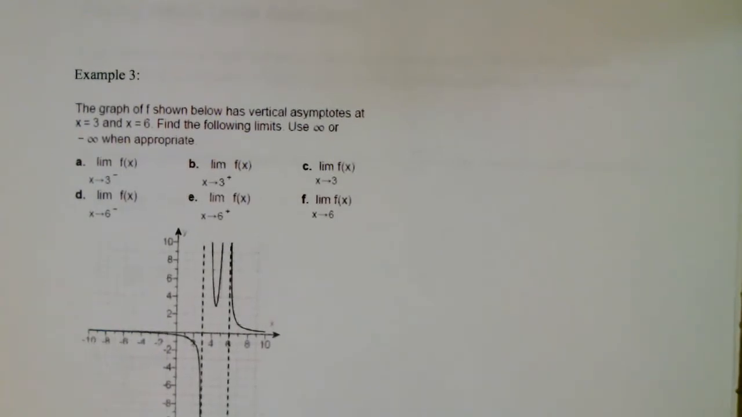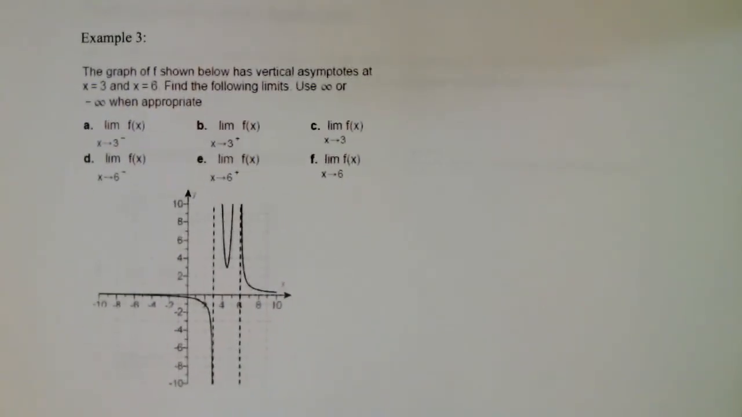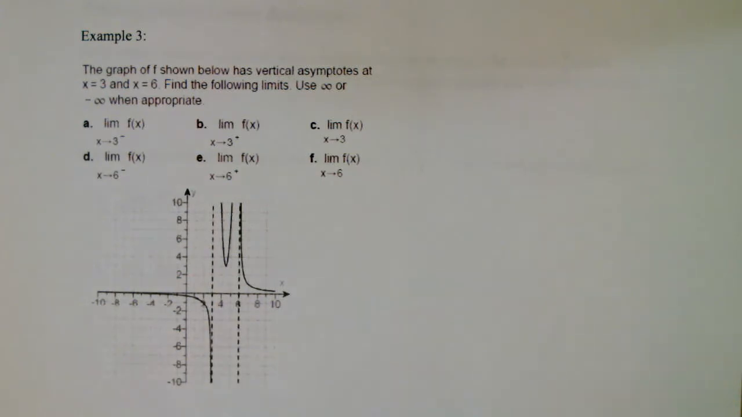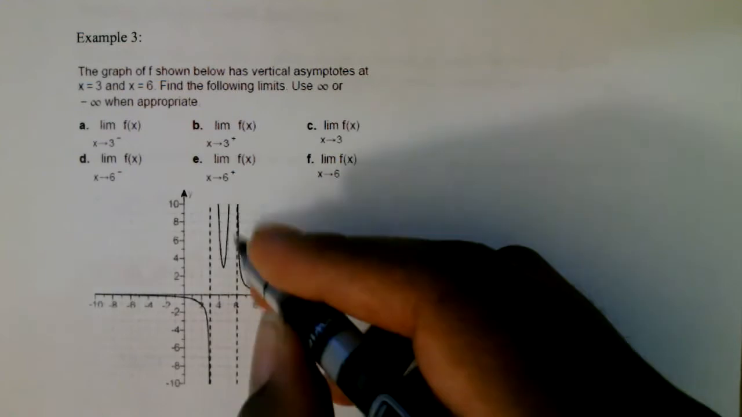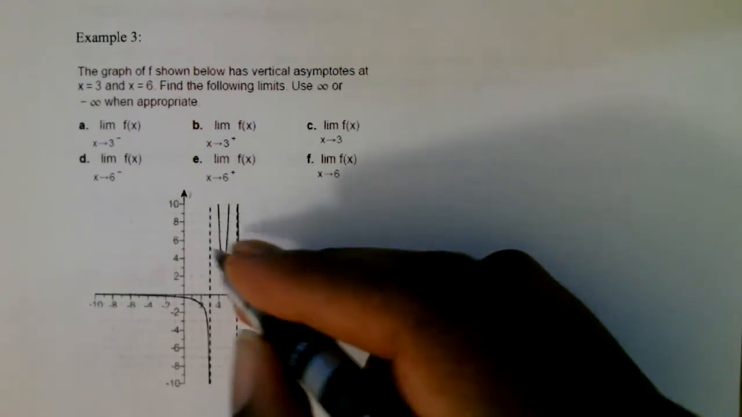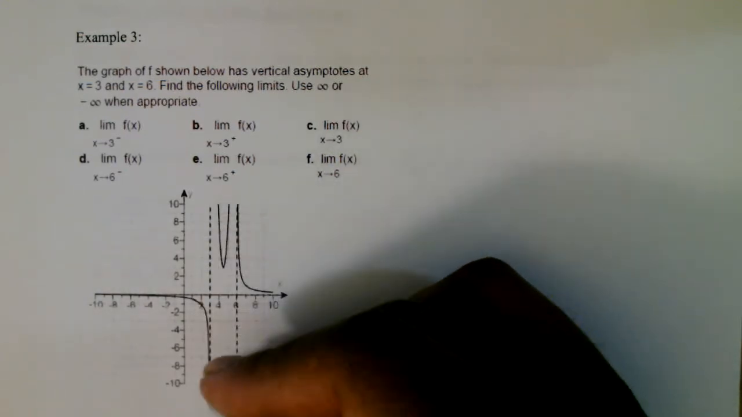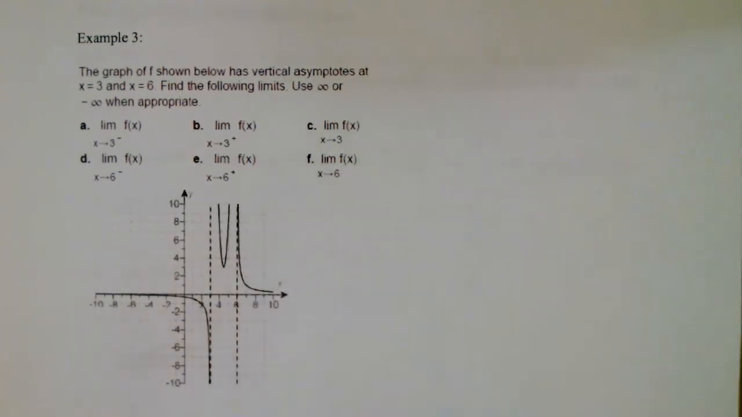This is the graph of f of x shown below. It has a vertical asymptote at x equals 3 and x equals 6. So here you can see those 2 vertical dotted lines, each crossing the x-axis. One is at 3 and the other one is at 6. We're going to use the graph to find the following limits. Use infinity or negative infinity where appropriate.